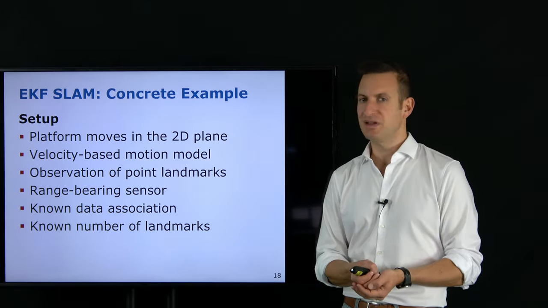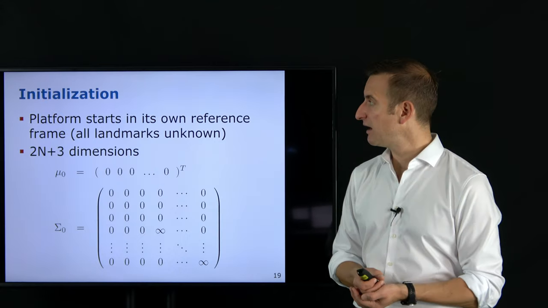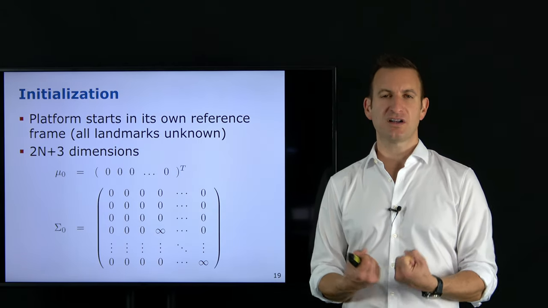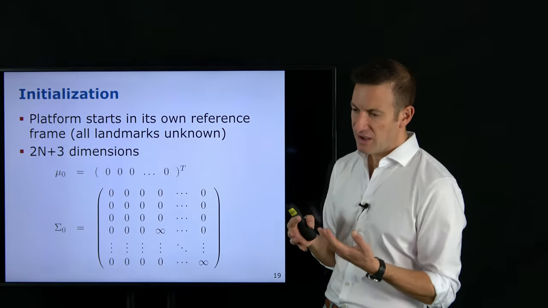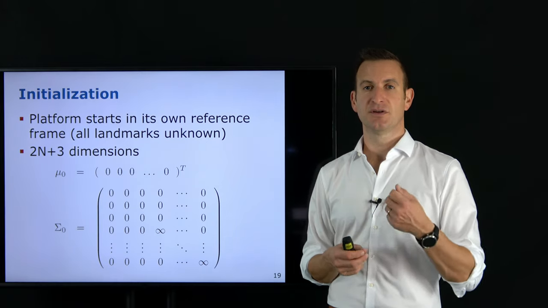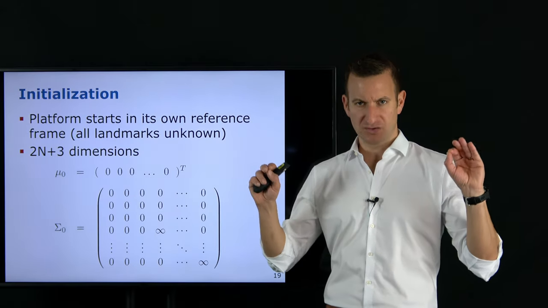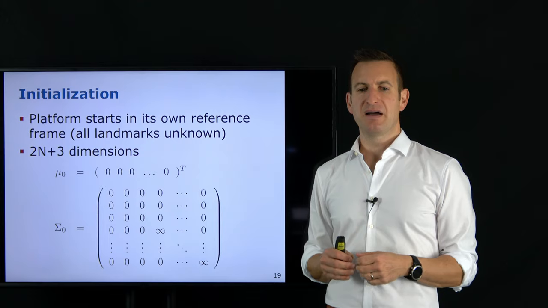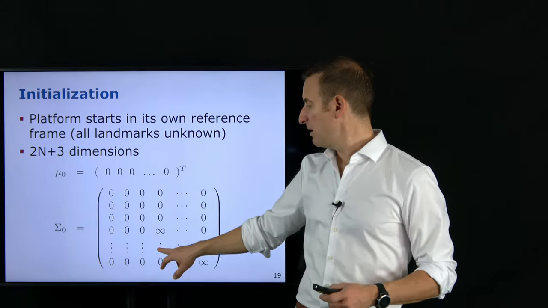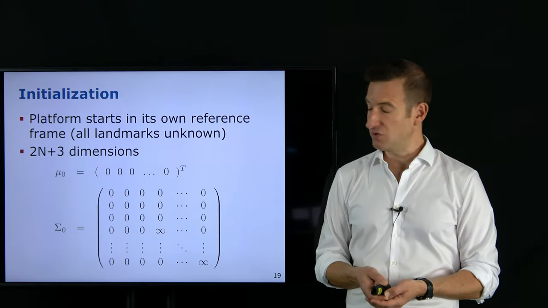We need to start with an initial belief. We need to initialize our platform. So how do we initialize our system? That can be done easily. If everything is completely unknown, we only say where we start; we define our coordinate system. So it basically means I define everything relative to where I started. I say I start at 0, 0, 0: x0, y0, theta equals 0. And I have zero uncertainty in this, because that's the way I define my coordinate system. But for all the other landmarks, I don't know anything because I haven't seen anything. So I can initialize them all with 0, but give them an infinite uncertainty. This is kind of the easiest initialization that I can do from the state estimation point of view.